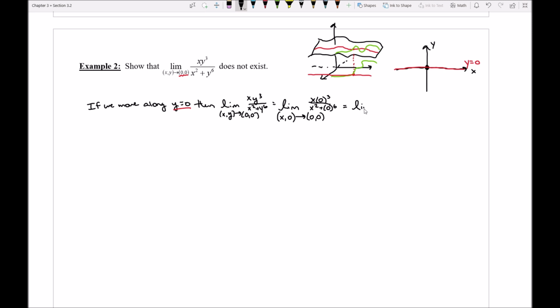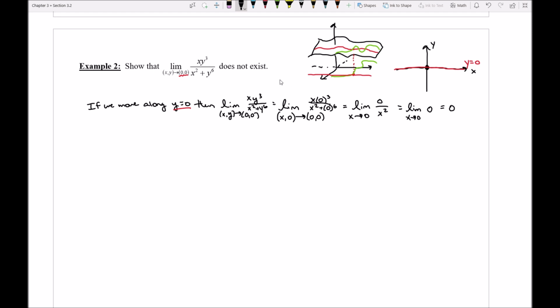So notice here I've reduced this down to a limit where I just have x going towards 0. And I'm going to have 0 in the numerator and x squared in the denominator. And this is going to simplify again. I'm just going to really have 0 here. Remember, I can simplify the inside before I complete the limit. And then the limit of 0 here is 0. So if we move along the path of y equals 0, we get a limit value of 0.